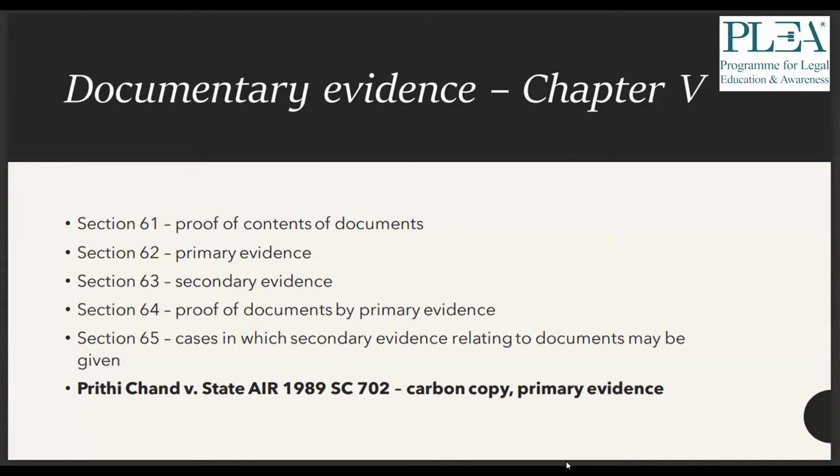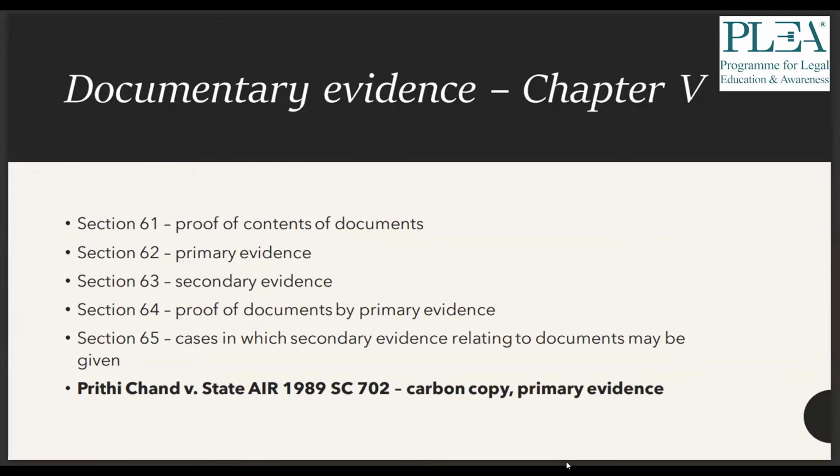Section 64 talks about proof of documents by primary evidence. How important section 64 is, is that it means documents must be proved by primary evidence. Even if you have secondary evidence, you must always prove that it is a copy of the primary evidence, and that is important. Section 65 talks about cases in which secondary evidence relating to documents may be given. There could be certain cases where there is no primary evidence with you, such as the document itself, but you will have to prove your secondary evidence and you can furnish it in the court of law.